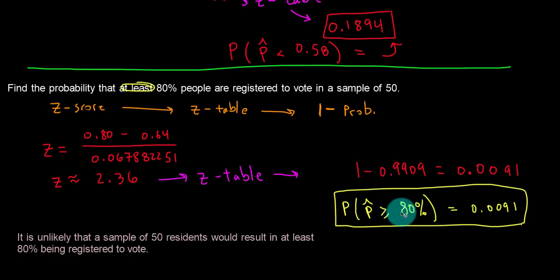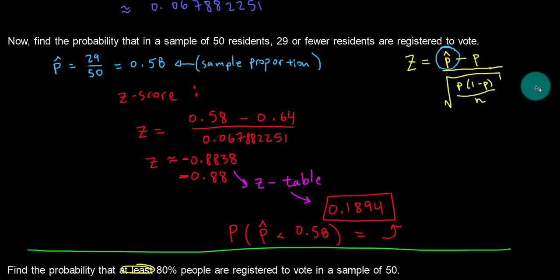That will conclude this video. Hopefully it was useful. We showed how to implement this z-score formula as applied to proportions to find probabilities for those sample proportions. We'll do another example in the next video.